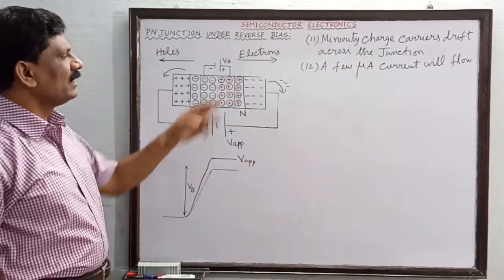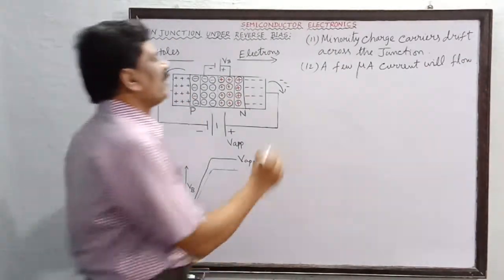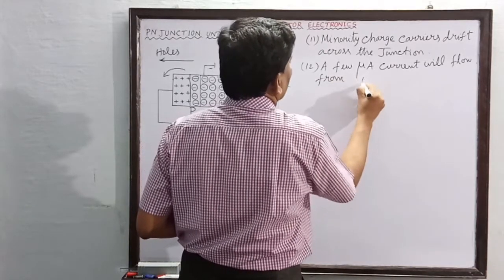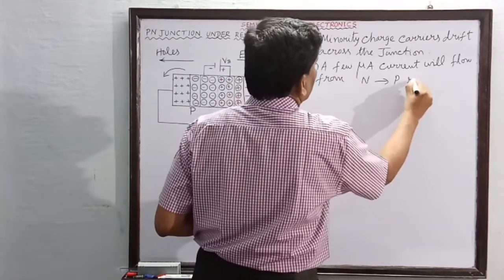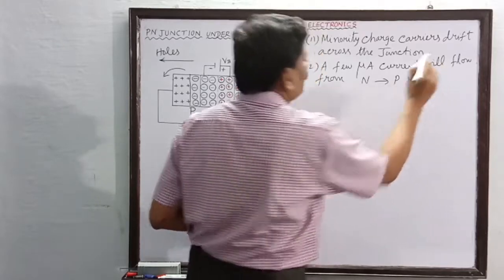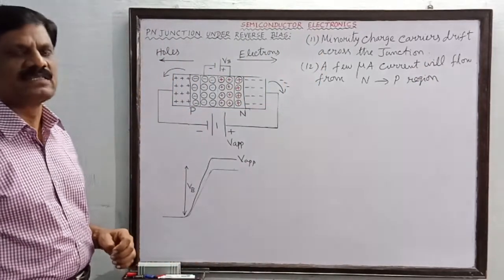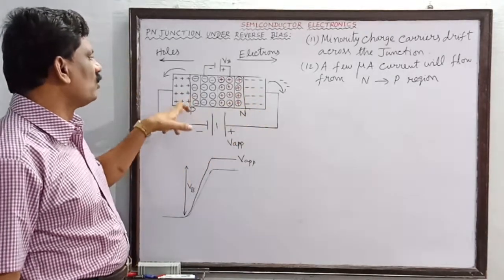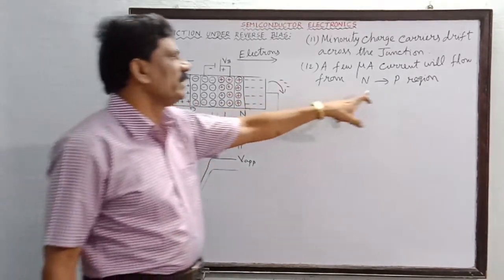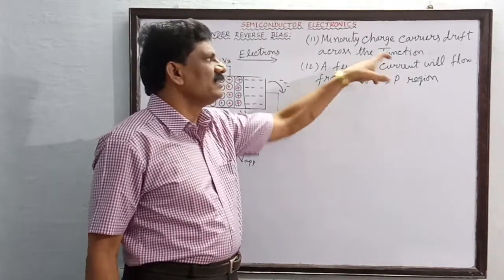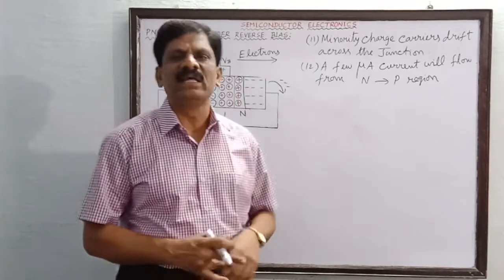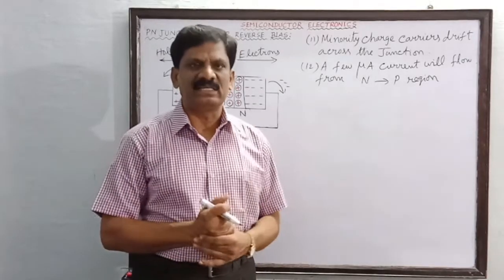Now this current is going to flow from which direction to which direction? That is from the N region towards the P region, because conventional current is the flow of holes, is it not? So the minority holes in the N region will flow towards the P region. That is why a few microampere current, and this is called the drift current. Diffusion current is already nearly equal to 0 or very less, is it not?